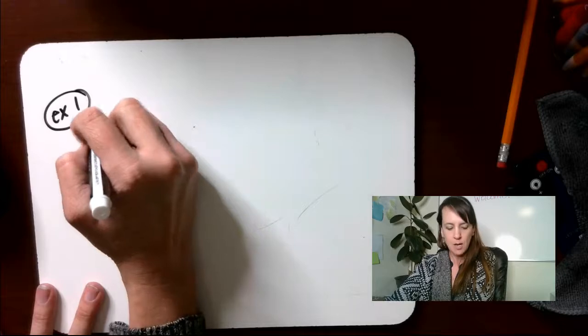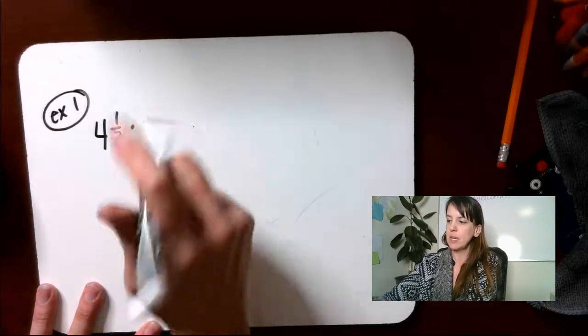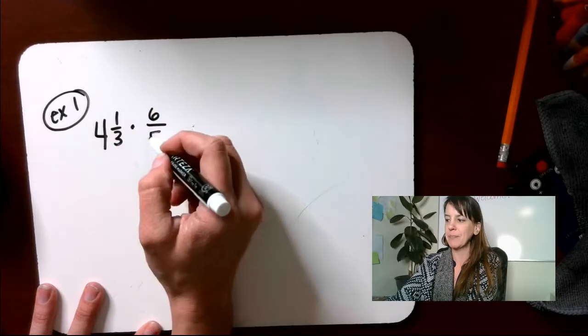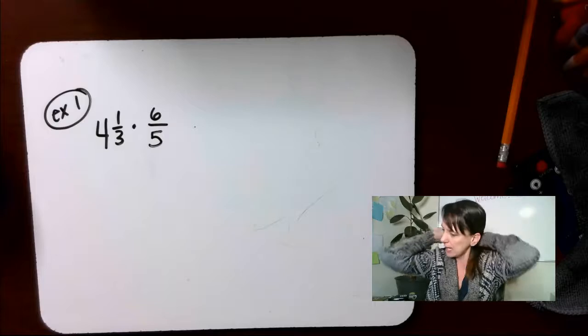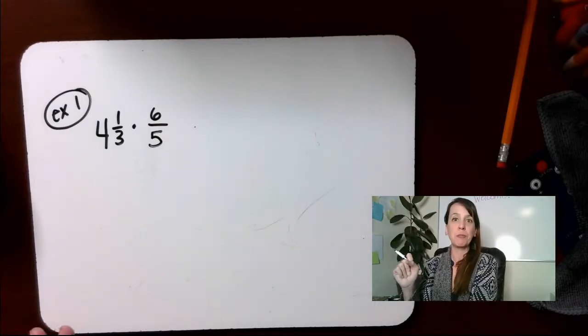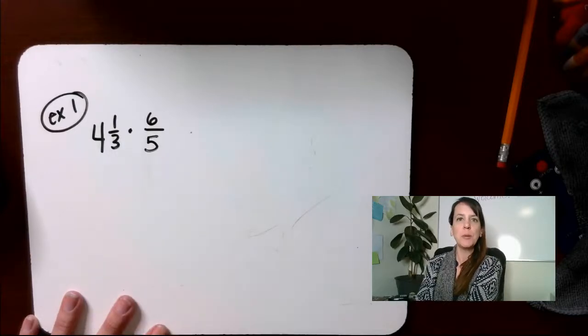Example number 1, 4 1/3 times 6/5. Half the battle is copying the problem down right. All right, so when we were doing addition and subtraction, I showed you how you can add and subtract without needing to turn things into an improper fraction. Doesn't work for multiplication. We gotta do this. So we gotta turn these all into improper fractions.